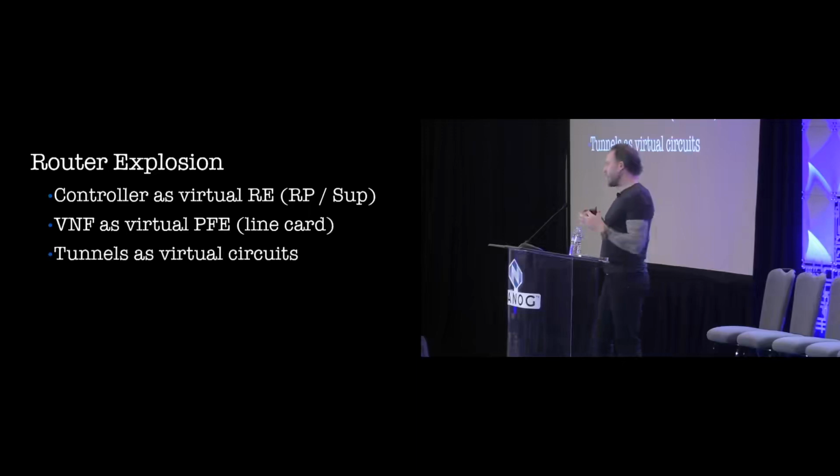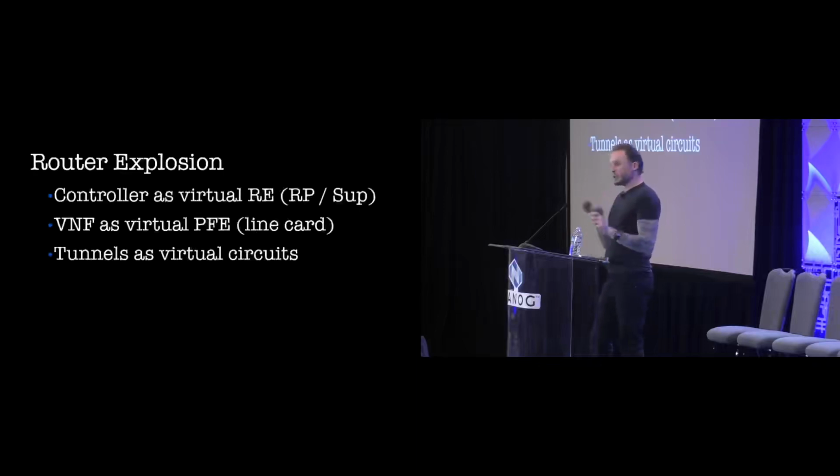So if you're using some kind of SDN controller, or even just an automation framework driving that, you can look at that controller as a routing engine, or routing processor, supervisor, or whatever. And then you virtualize these network functions. Those virtualized network functions become like PFEs, packet forwarding engines, or line cards, right? And then your tunnels become virtual circuits between this. So you can almost look at this as one big router, right?